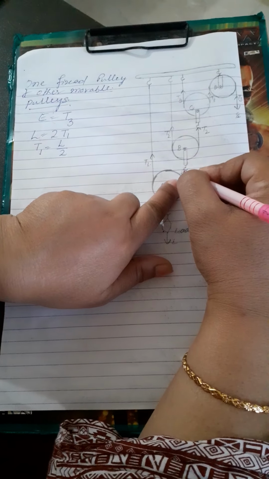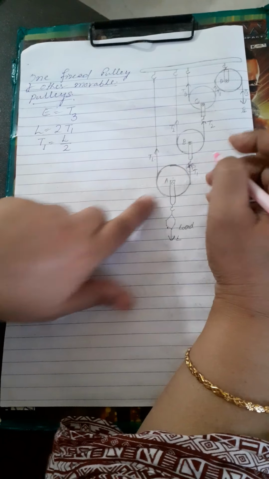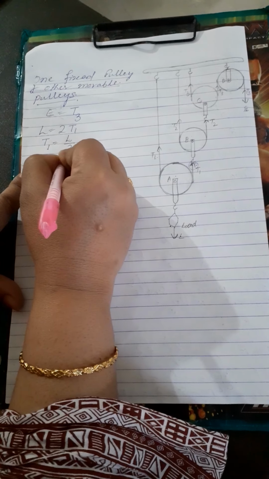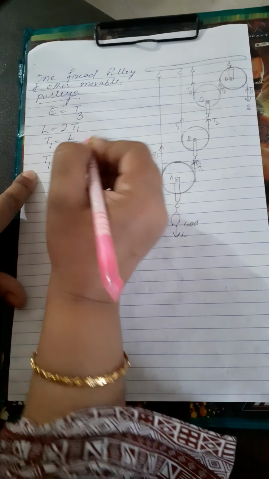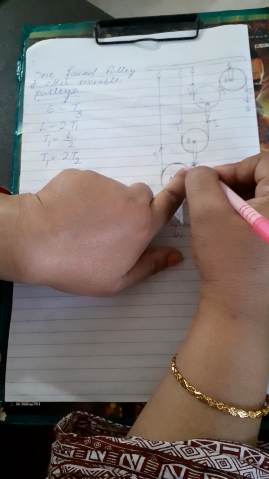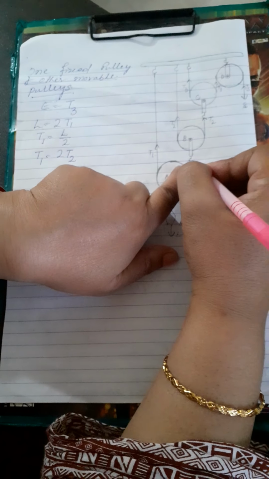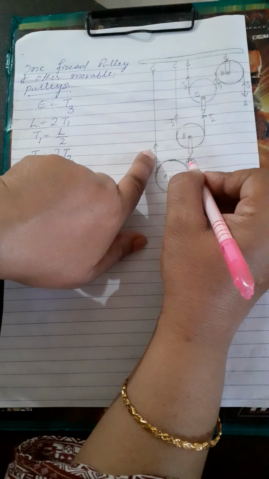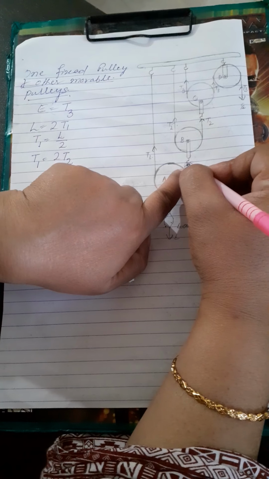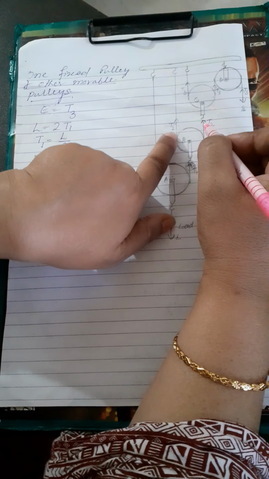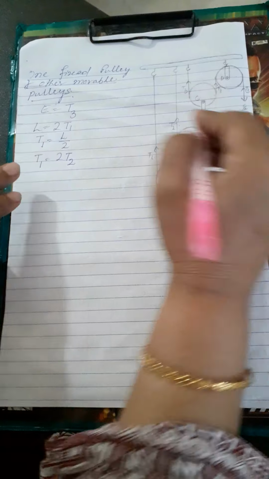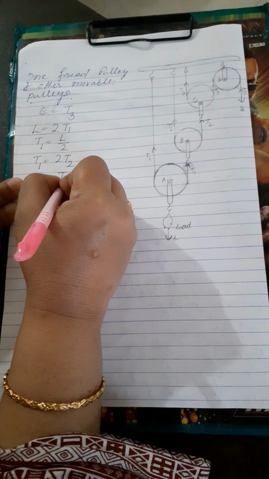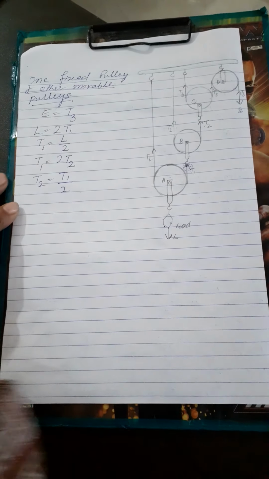Now beta, come to this force. T1 is equal to 2T2, means it will act as the load and it will be balanced by these two tensions. Here this one was the load, it was balanced by these two tensions. Now this T1 will act as load and it will be balanced by these two tensions. So what will be the value of T2? It will be T1 divided by 2.